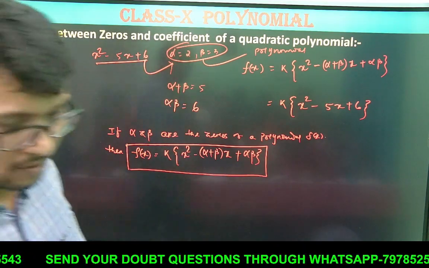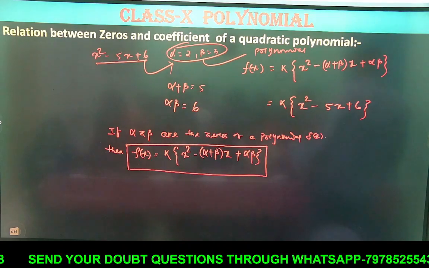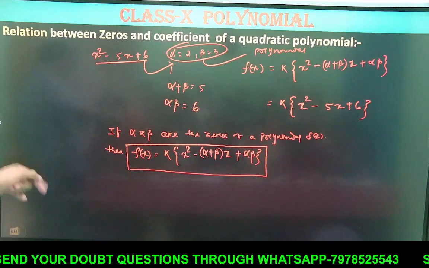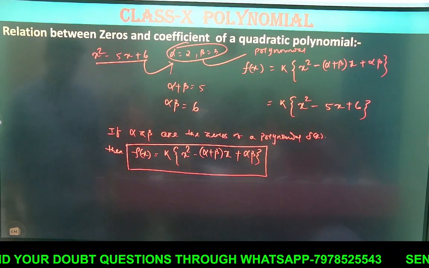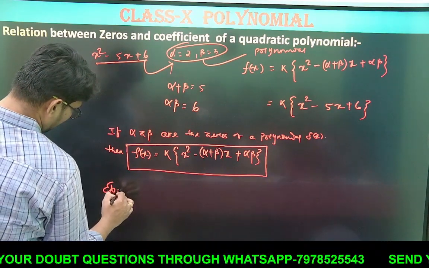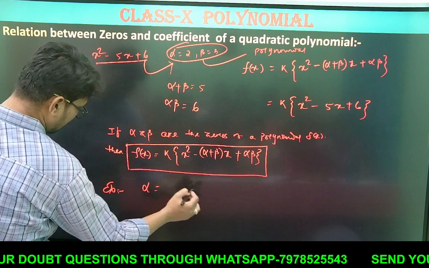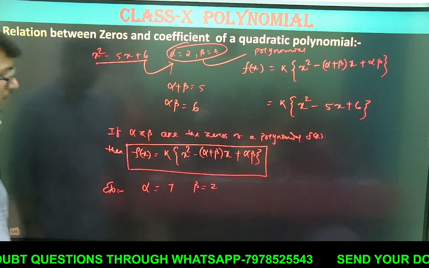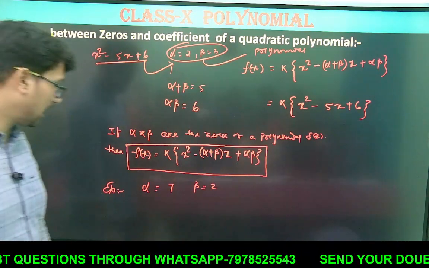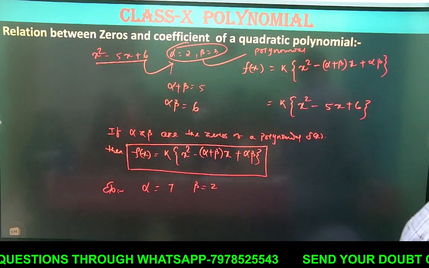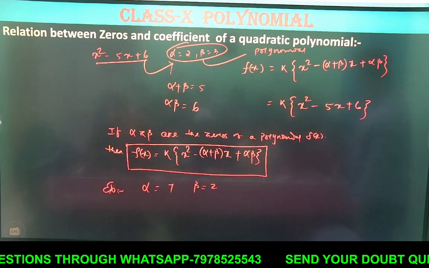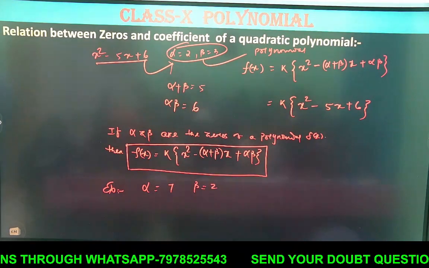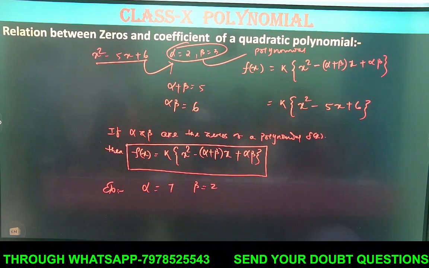Understood, bacho? Right? So let us write one example. I am giving you 0, you write a polynomial. If you have completed, then after I'll give you. First you complete. Example: where alpha is given 7, beta is given 2. Now write a polynomial. Everybody understood or not? I said you, without understanding do not go to your home.